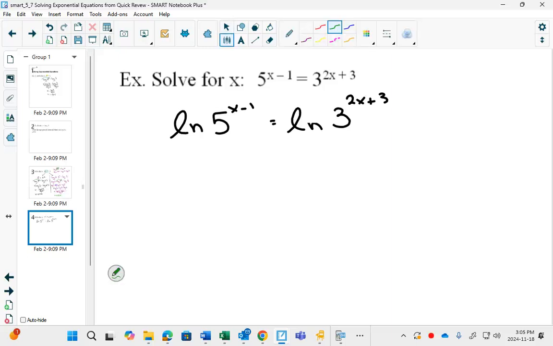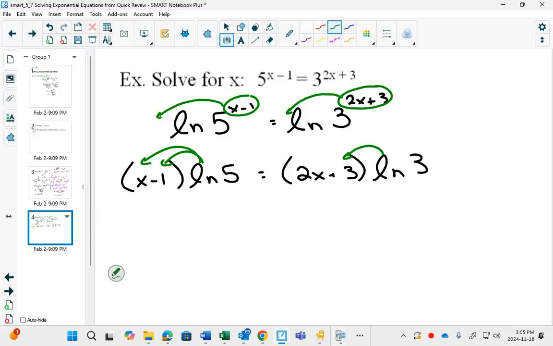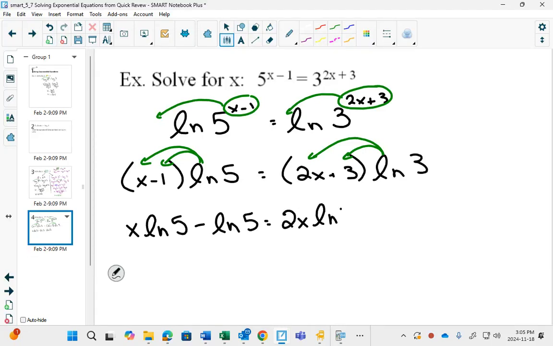Okay, so now this exponent is to the entire thing, it's allowed to come out in front. This exponent is to the entire thing, it's allowed to come in front. But because it's a big thing, it needs to come out in front with brackets. Natural log of 5 is a number. You are allowed to distribute numbers. Natural log of 3 is a number. You're allowed to distribute numbers. So I would get x natural log of 5 minus natural log of 5 equals 2x natural log of 3 plus 3 natural log of 3.